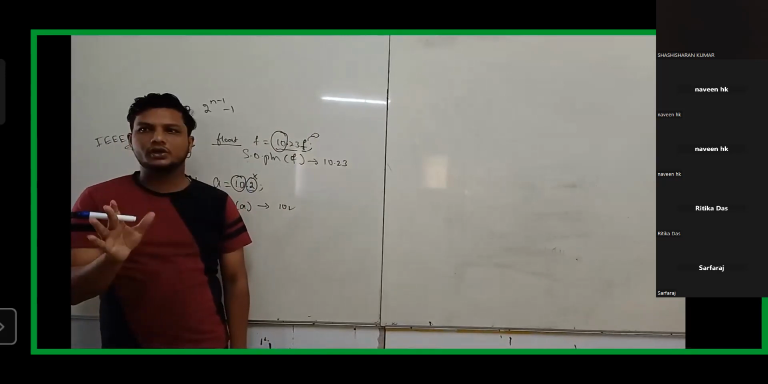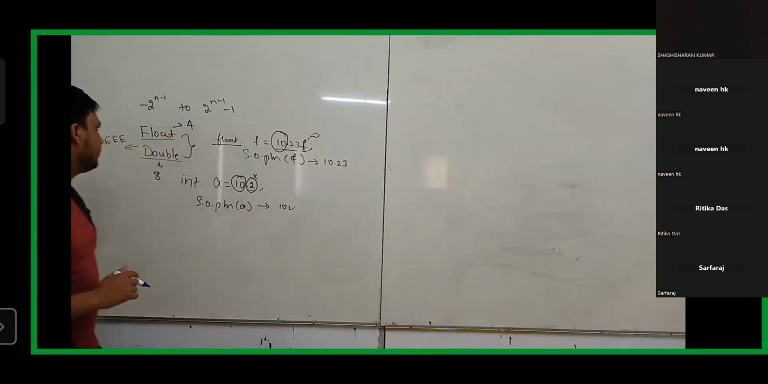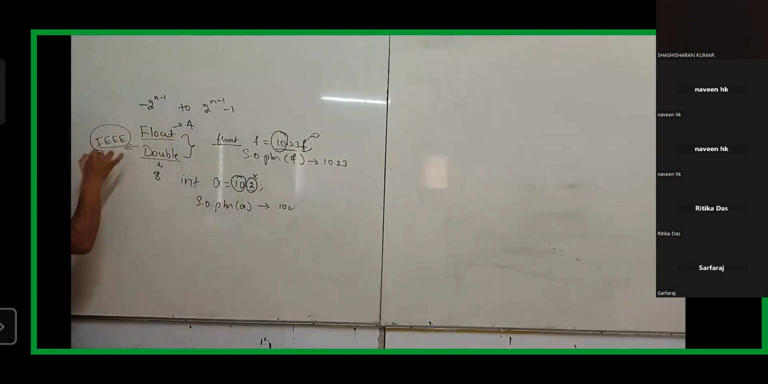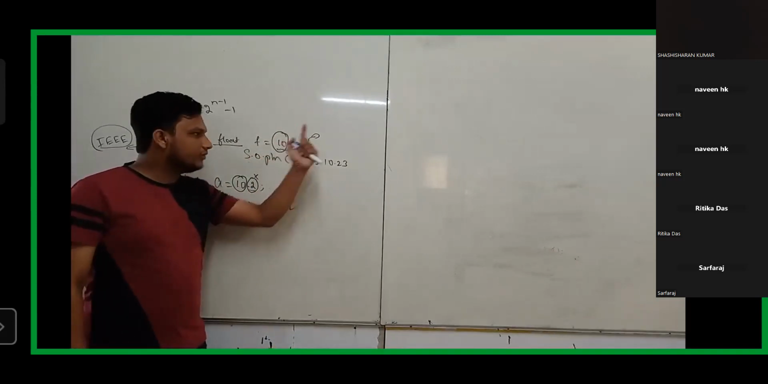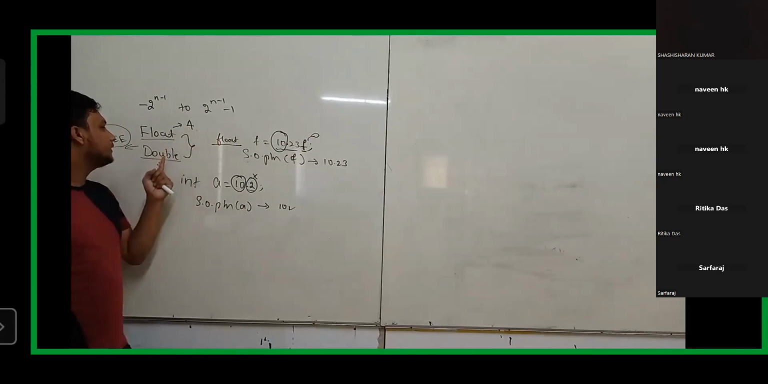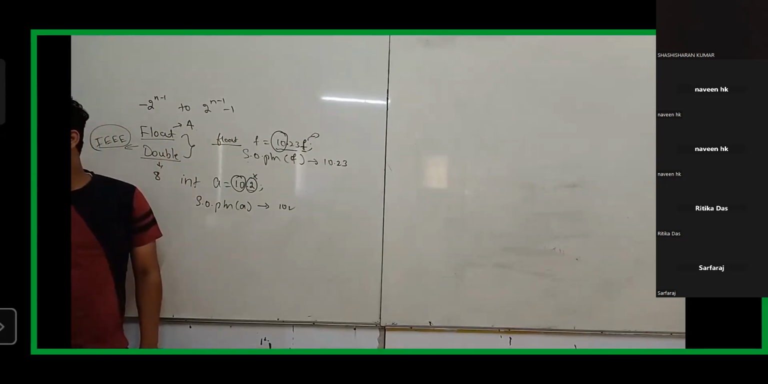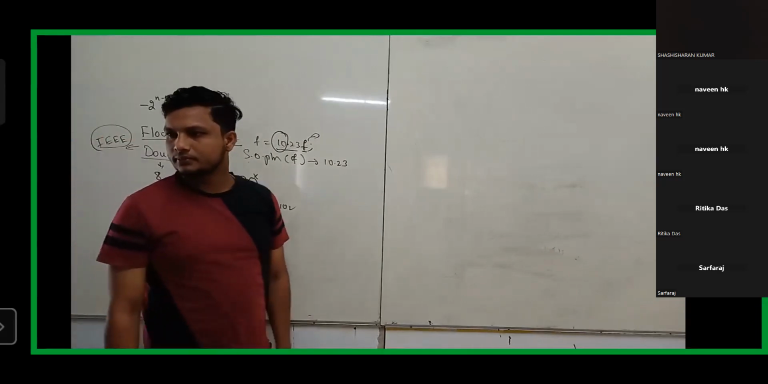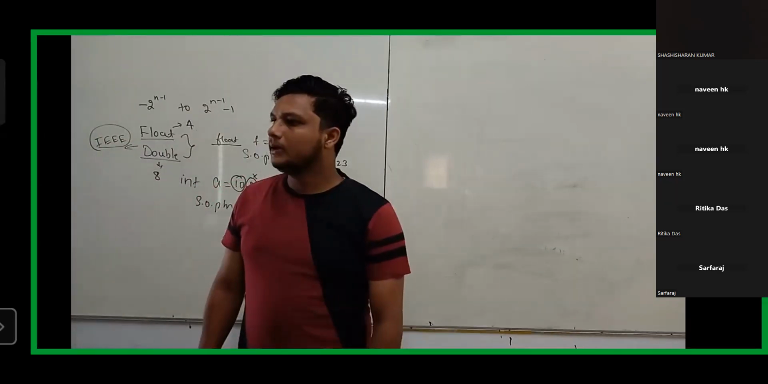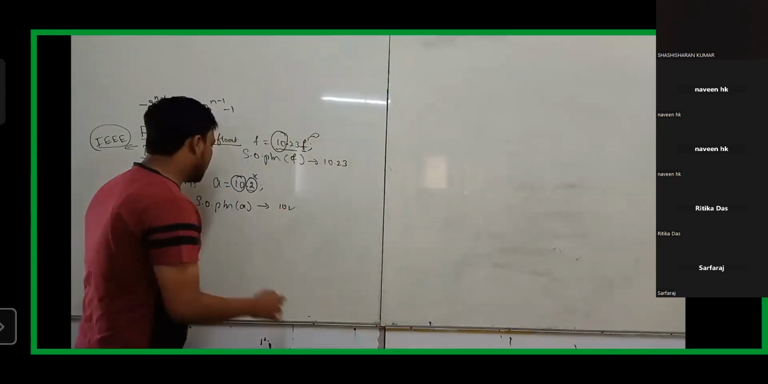Just remember that float and double make use of the IEEE format to store such decimal point values in their memory. And float will occupy what? 4 bytes. Double will occupy 8 bytes. Clear? Online students, is it clear? Yes, sir. Okay, so let's jump to another data type.